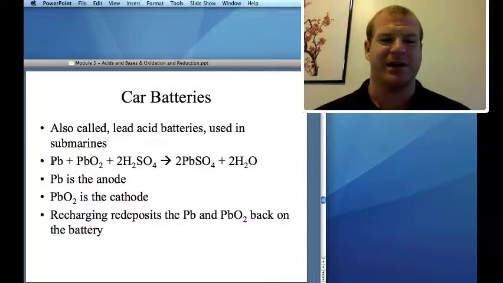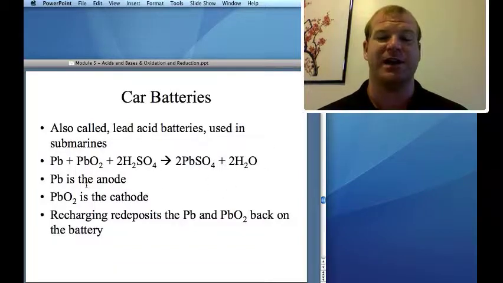Here's the reaction. This is the anode, this is the cathode. Lead is the anode, lead oxide is the cathode, and with sulfuric acid, also known as battery acid, forms lead sulfate and water. And then you can put electricity on the other side and the reaction will go the other way. That doesn't work for all batteries.